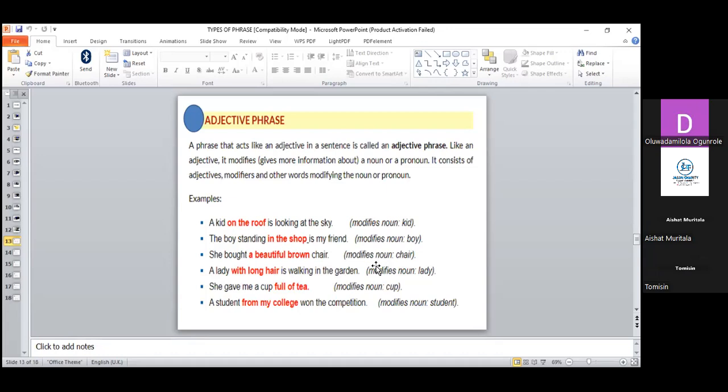We could say a kid is looking at the sky. But if the question comes, which kid are you talking about? Then we can say the kid on the roof. So the expression on the roof is giving us more information about the kid in question.